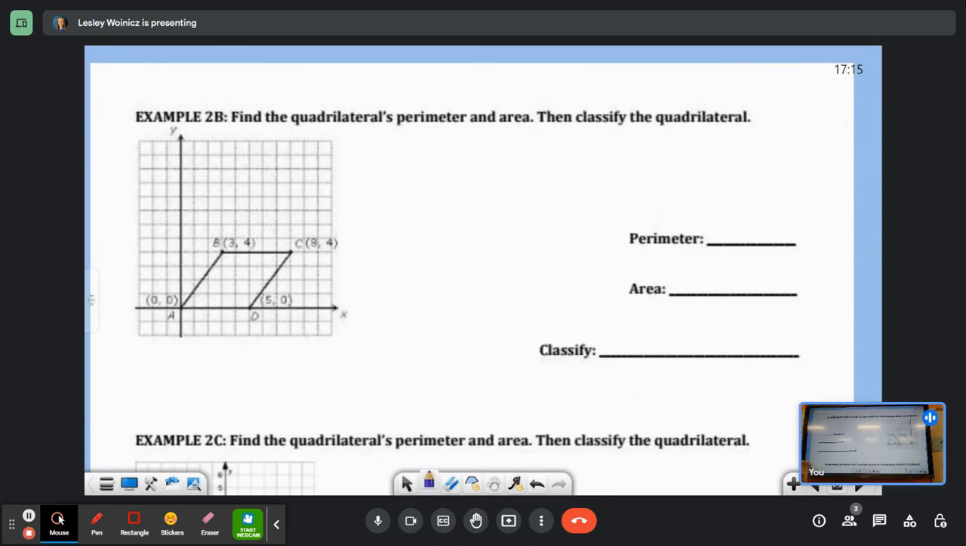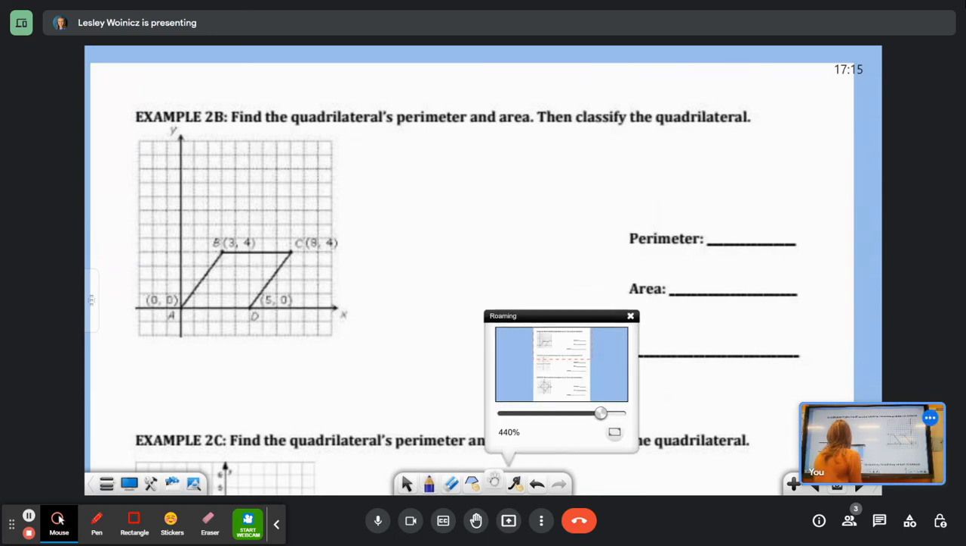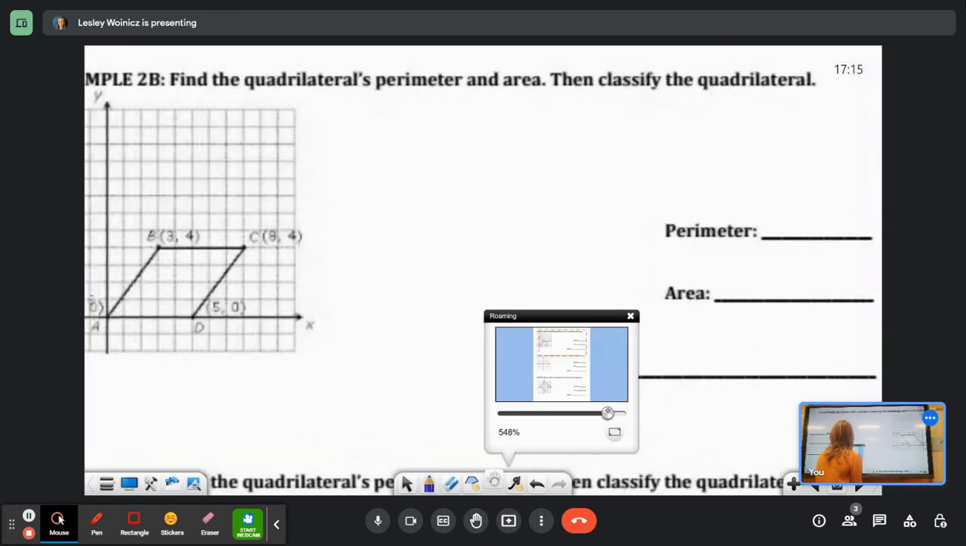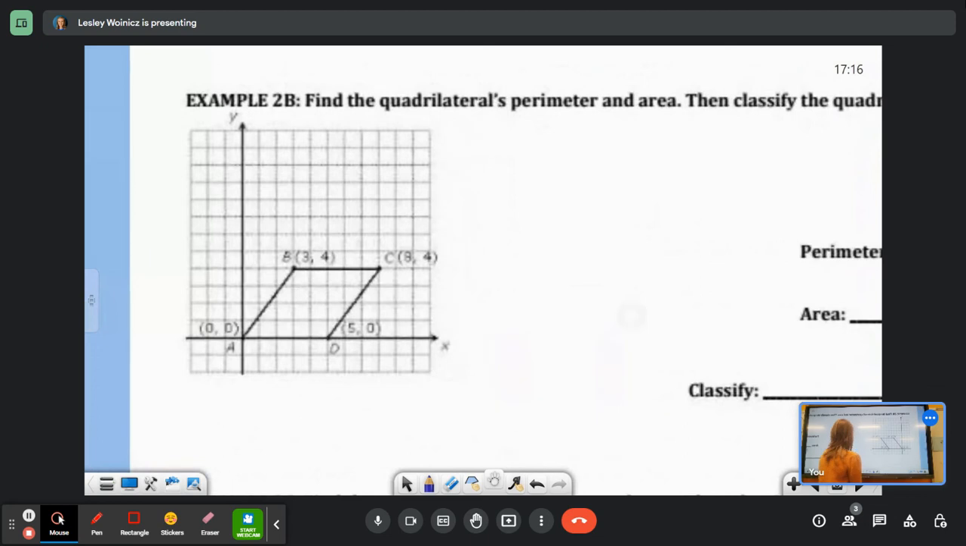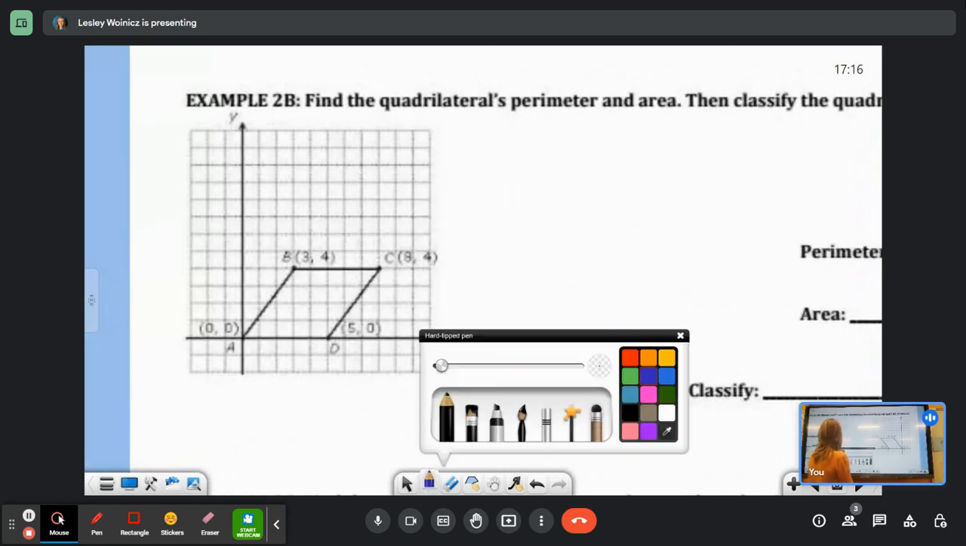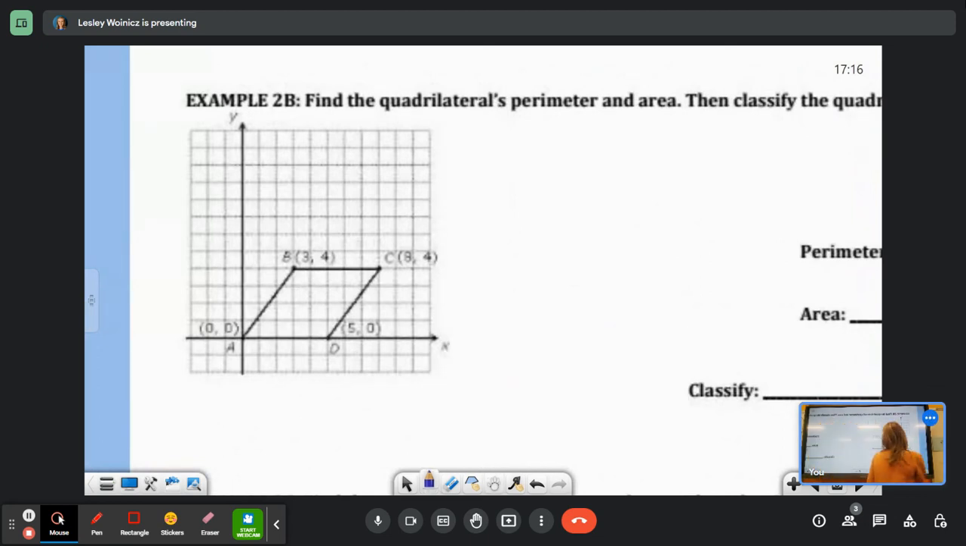We have to find the perimeter and area and classify. We're going to keep using the same method because it's working great. We're going to keep making little baby triangles. Look at this little guy. We made a little right triangle right there.